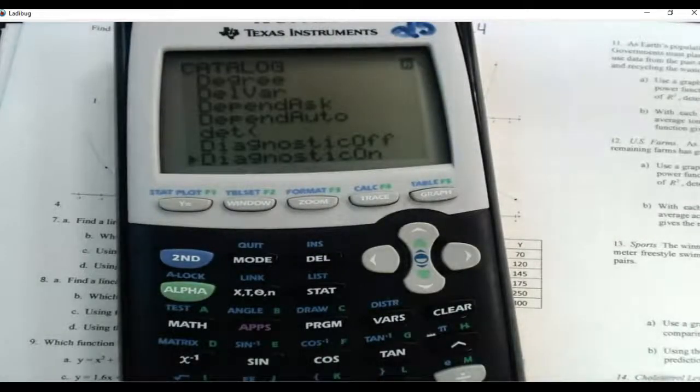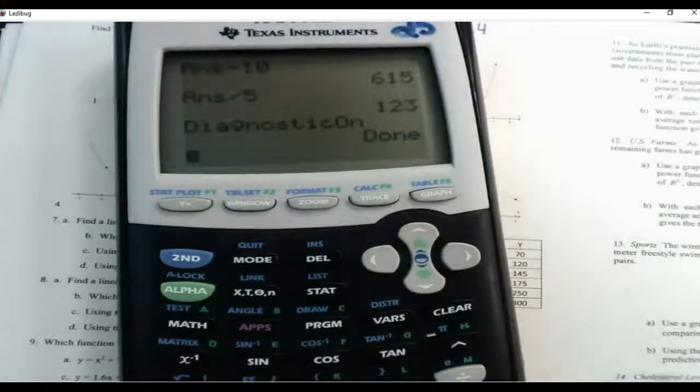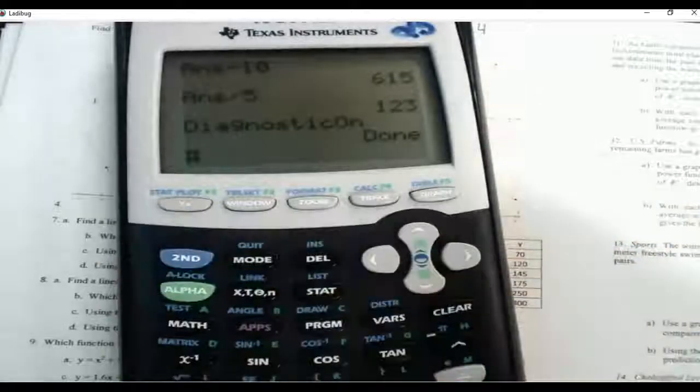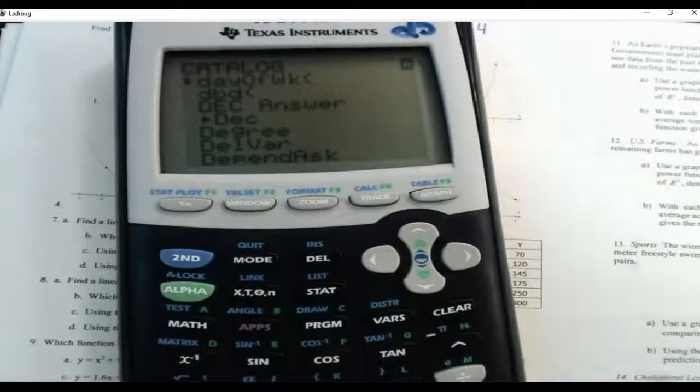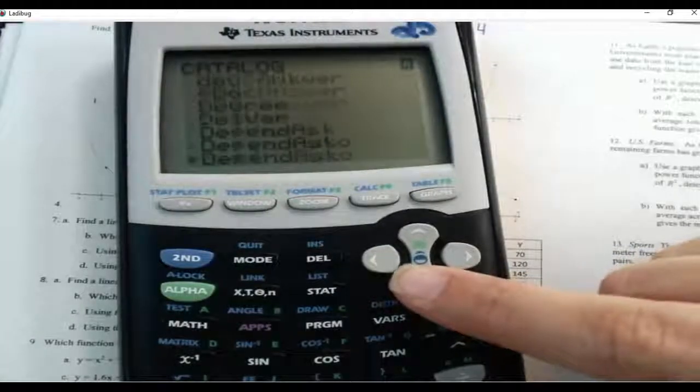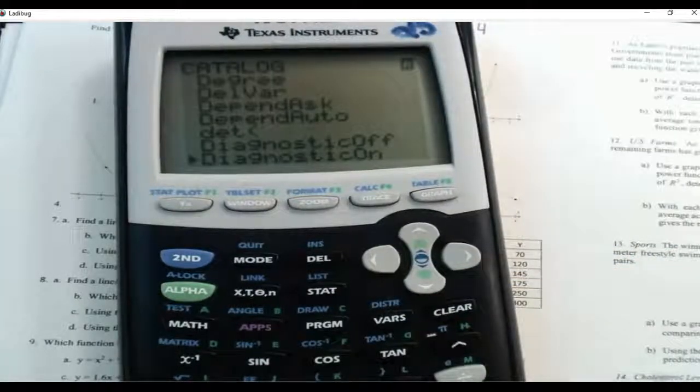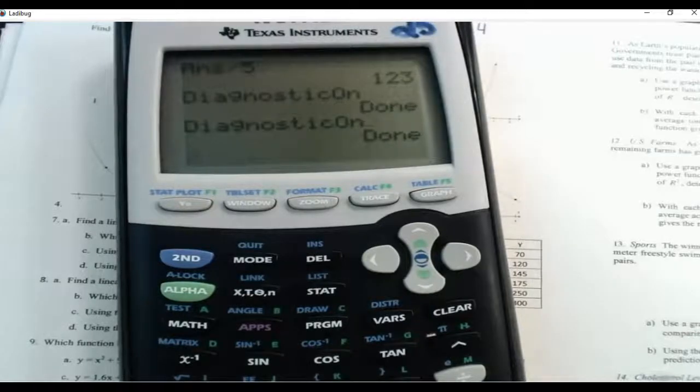Okay. So everybody needs to do this, or you won't get any answers today. So then you hit enter, and it should say done. Okay, so again, to get there, I hit second 0, x to the negative 1 took me down to D, and then we go down to diagnostic on, and then enter.